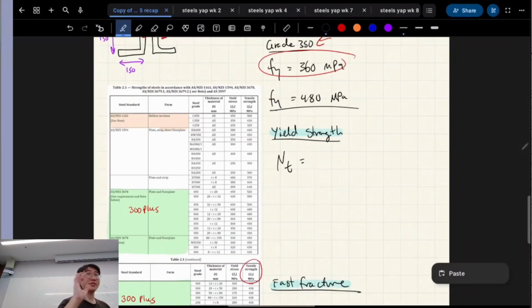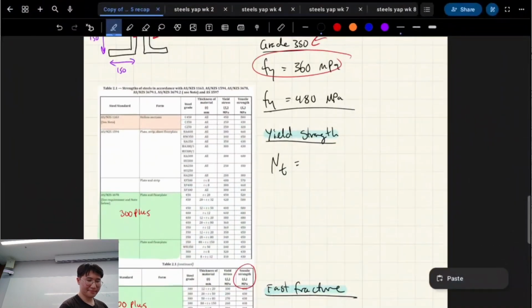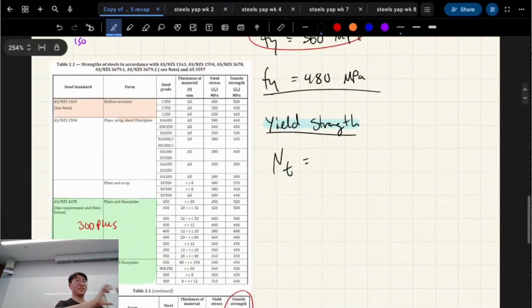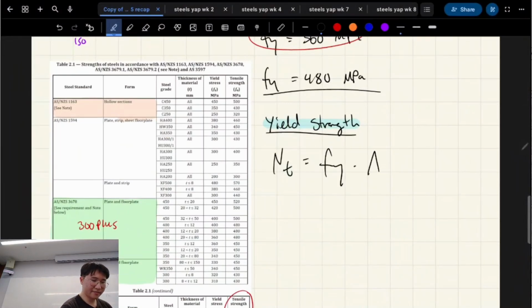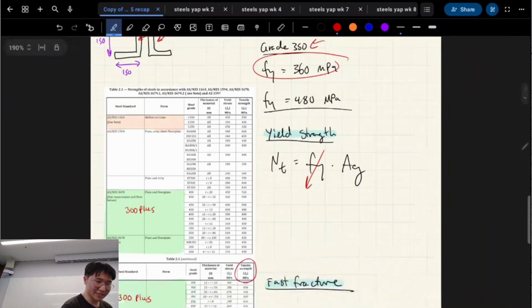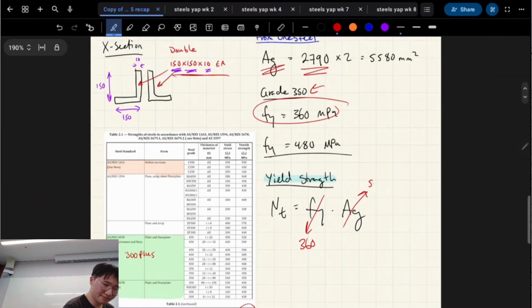Okay, so yield strength. Yield strength for tension relies on two things: your gross area and your steel yield strength, right? We've gotten both those things now, so this is just plug and play.